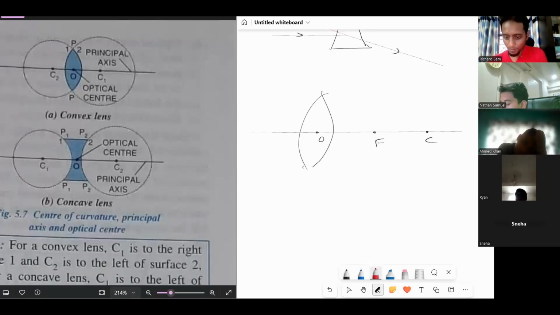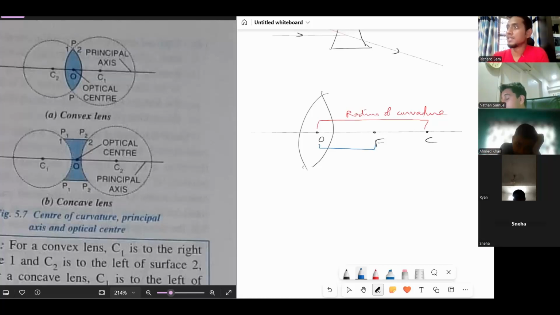Okay, now we have two distances. One distance is from O to C. What do we call that distance? Radius of curvature. We also have a distance from O to F. That distance is called focal length, or focus. Focus or focal length. This point is called what? Focal point.